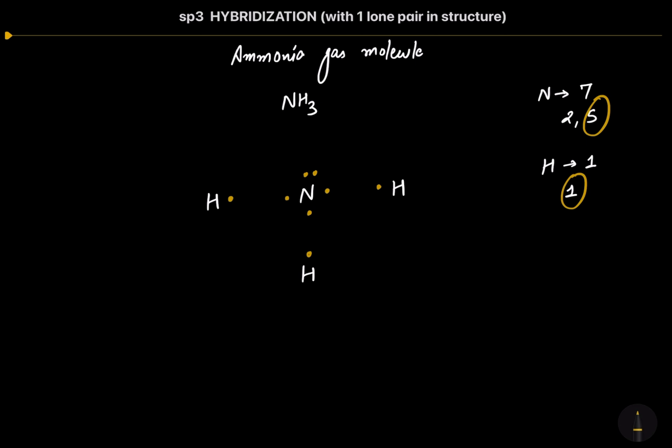So what's next going to happen? Here each hydrogen is going to make one covalent bond with nitrogen. The first hydrogen makes the first covalent bond with nitrogen. Now the second hydrogen will make the second covalent bond with the nitrogen, and now the third hydrogen will make the third covalent bond with the nitrogen.